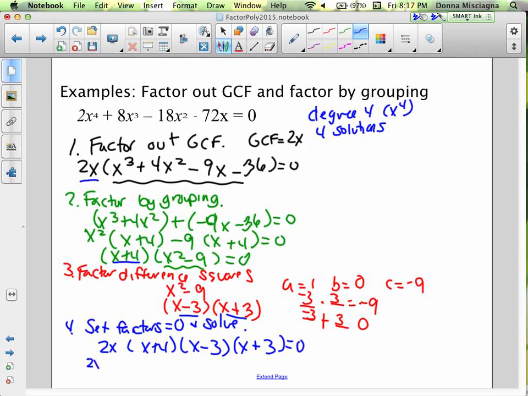So we have 2x is 0. Divide both sides by 2. It's still 0. x plus 4 equals 0. Subtract 4 from both sides. x is negative 4. x minus 3 equals 0. Add 3 to both sides. x is 3. And x plus 3 is 0. Subtract 3 from both sides. And x is negative 3.